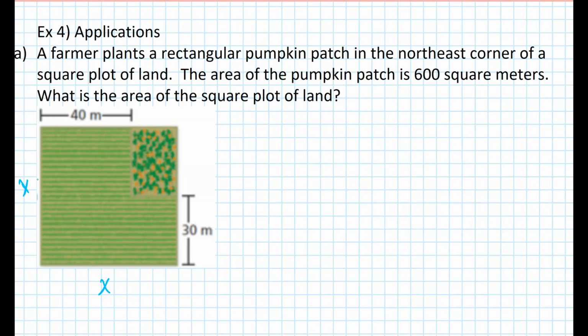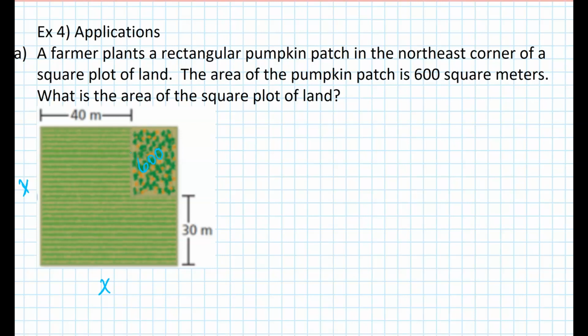The area of the pumpkin patch is 600 square meters. So this is our pumpkin patch over here, which is perfect since it's fall now, right? Anybody already buy their pumpkins for the fall? Well, we're gonna find out. So we have to think about the information we are being given. Right now we're being told that our pumpkin patch is 600 square meters.